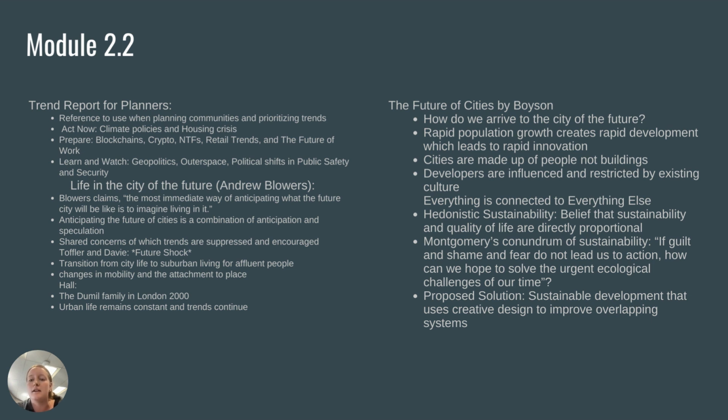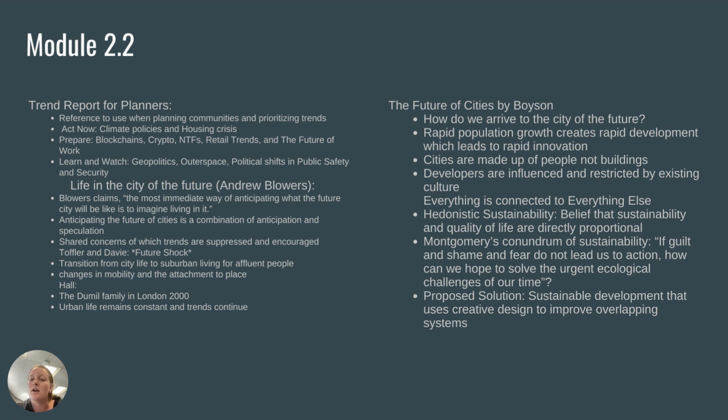However, these irregularities have seemed to stabilize in 2023, which has helped certain trends become more predictable, like the economy. The chapter The Life in the City of the Future claims the most immediate way of anticipating what the future of cities will be is to imagine living in it, and that the future of cities is subject to anticipation and speculation. There are shared concerns among professionals as to which trends are suppressed and which are encouraged, as it can change the trajectory of the future of cities.